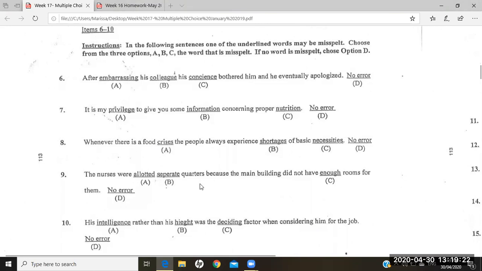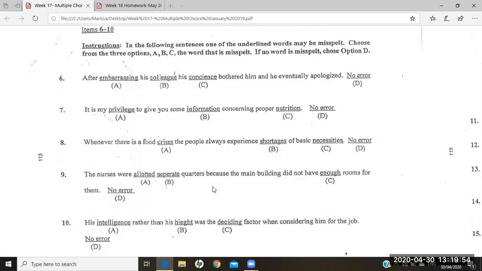Very good. Number 9. The nurses were allotted separate quarters because the main building did not have enough rooms for them. A? It's not A. It's D. No error. It's not D. There is an error.